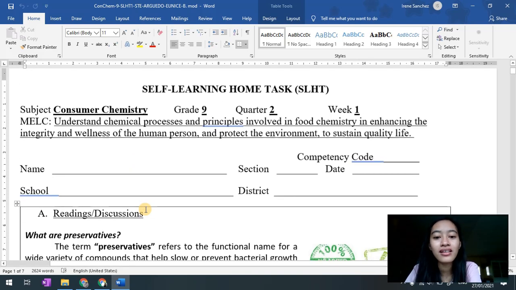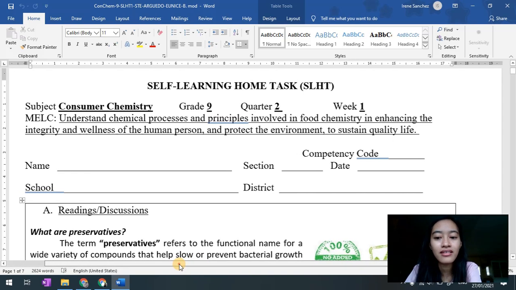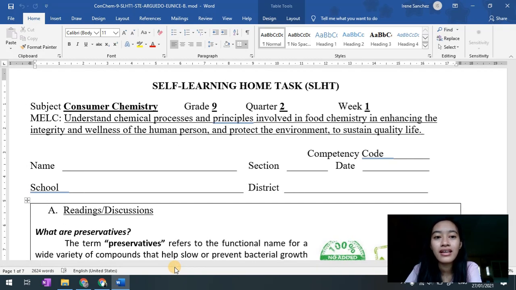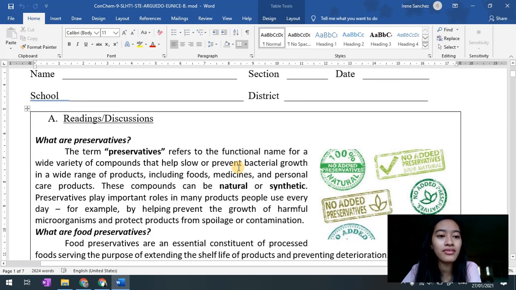This is your second quarter SLHT. SLHT is now the thing. It's not a module anymore for second quarter, and it stands for self-learning home task. It's a little more condensed than the module, but we'll see. Of course, we will comply. In this lesson, you're going to learn about chemical processes and principles involved in food chemistry, enhancing the integrity and wellness of the human person, and protecting the environment to sustain quality of life.